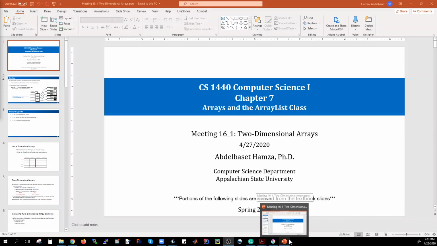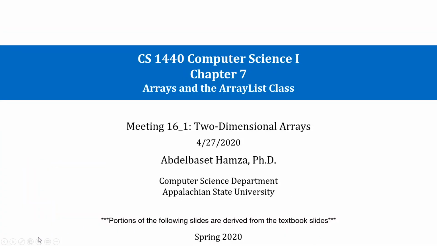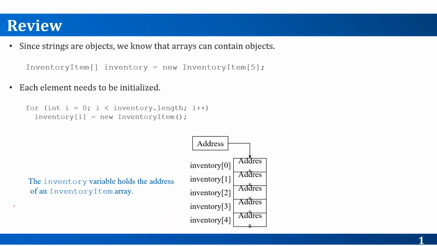In this lecture, we will learn how to deal with two-dimensional arrays. We already dealt with one-dimensional arrays of primitive data types, one-dimensional arrays of strings, and one-dimensional arrays of more complex objects, such as the inventory item. So if you remember, we had the inventory item here. We said we are going to create an array of objects of 5 elements, and we are going to call it inventory.